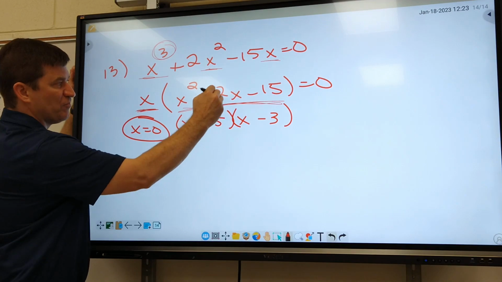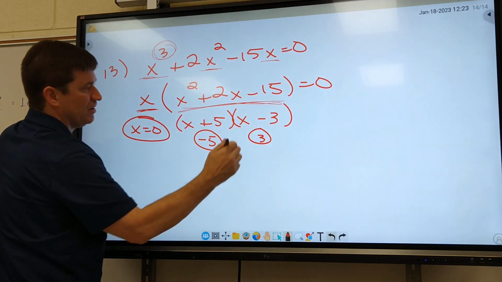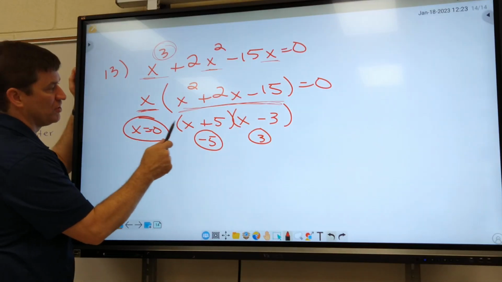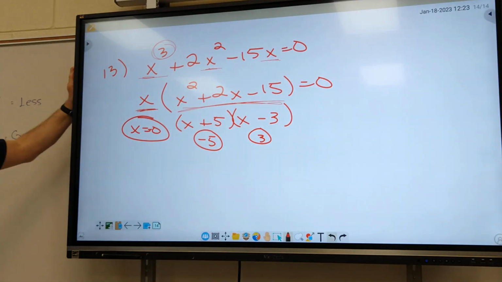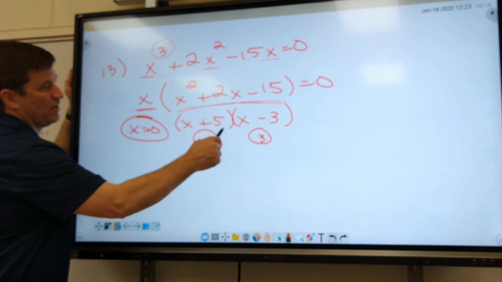So this answer, if I move positive 5 over, is -5. This answer is positive 3. So you had to find 3 answers. How do you get the -5 and 3? All right, Lane, let me show you.